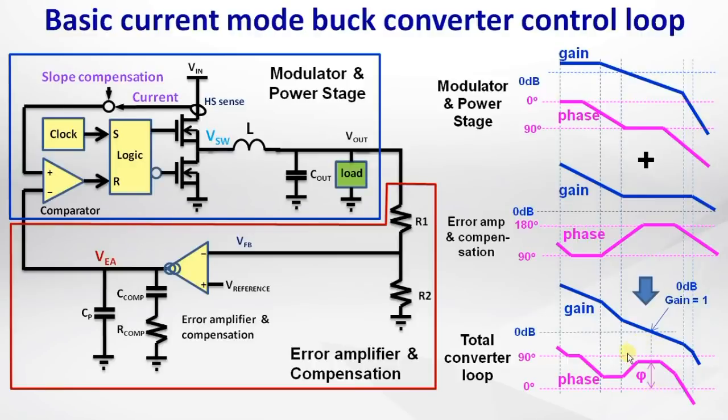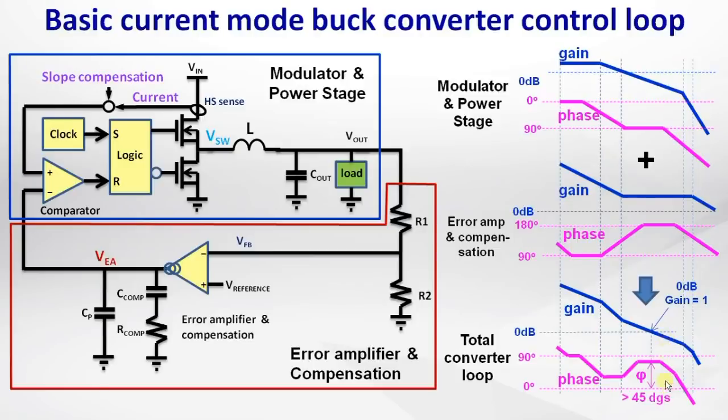A robust design needs a certain phase margin with respect to the oscillation point. In most current mode buck converters, we set the unity gain frequency around 1/10 of the switching frequency, which is a good compromise between converter speed and stability. This is done by adjusting the compensator mid-frequency gain. Lower compensation gain reduces the unity gain frequency.